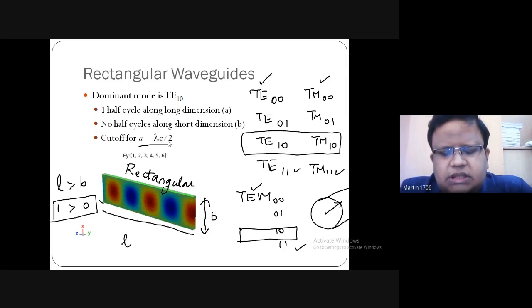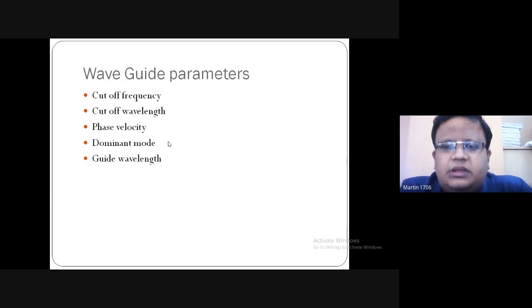So this is nothing but your electromagnetic field based on your wavelength. When I'm averaging, it will become lambda c by 2. Apart from this, we are going for some depth parameters. What all the parameter calculations can be done? There are five basic parameters over there: one is the cutoff frequency, then the cutoff wavelength, then phase velocity, dominant mode, and guided wavelength.